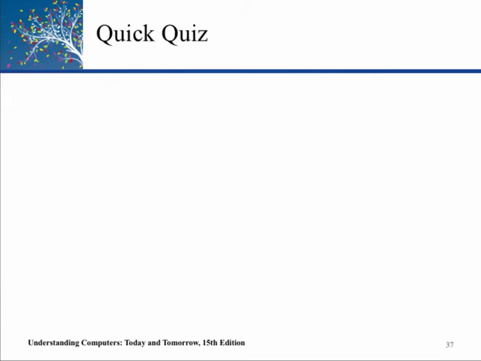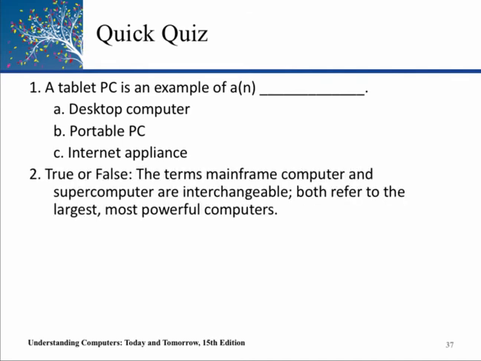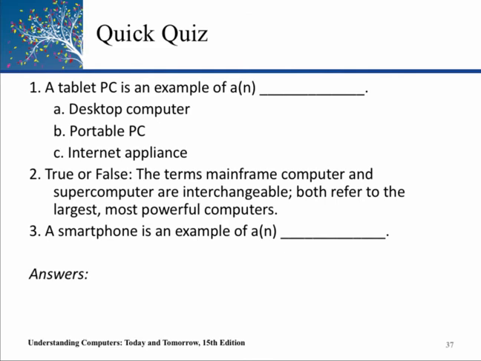Time for a quiz again. So a tablet PC is an example of what? A desktop computer, portable PC, an internet appliance. You tell me. True or false? The terms mainframe computers and supercomputer are interchangeable. They both refer to the largest, most powerful computers. And then finally, a smartphone is an example of a, and I want you to give me the answers. So take a moment.